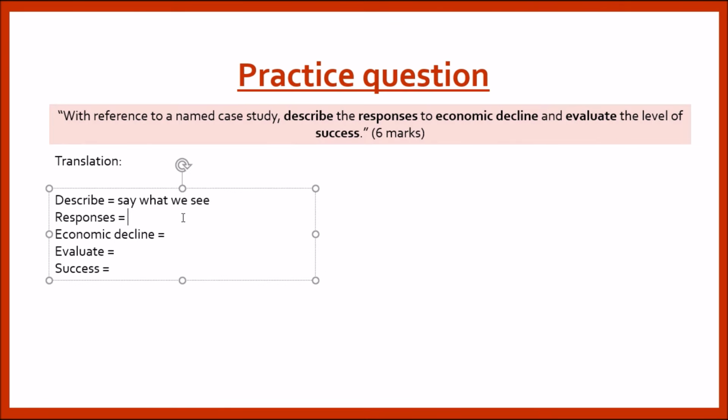Next, it says responses. Now, responses, we're going to be focusing on the improvements that were made. And the improvements that were made were in reference to any economic decline that occurred. In this case, the economic decline was the docks closing. Now, the latter half of this exam question says, evaluate the level of success. Anytime you see the word evaluate, we want to weigh up the good and the bad. So we want to focus on the positives and negatives of any of the improvements made. In terms of success, well, was it an economic success? Was it an environmental success? Or was it a social success?